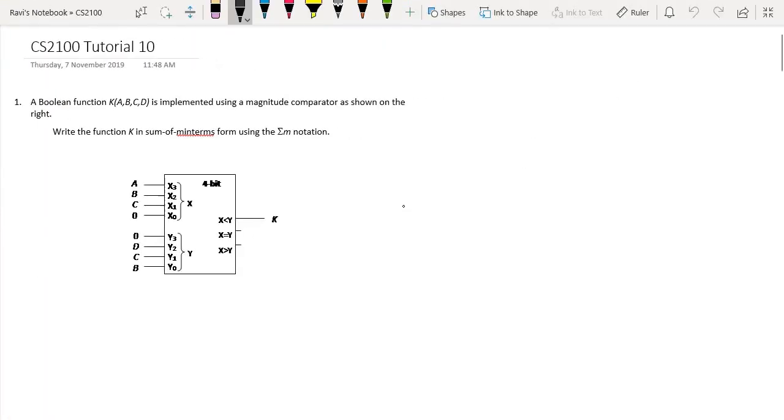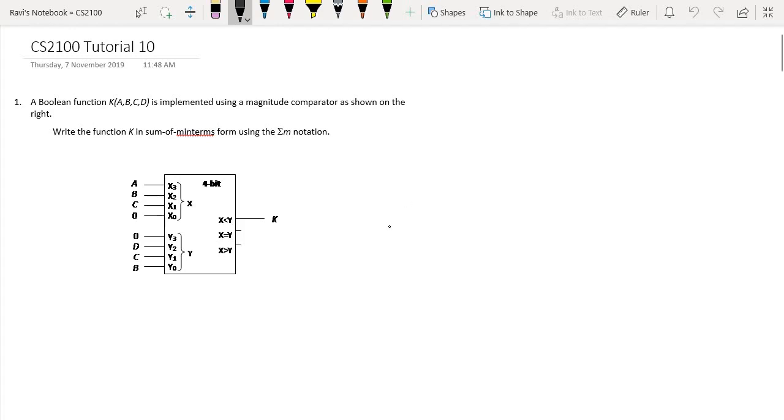Hi, in this tutorial, we are looking at MSI components. MSI components basically refers to medium-scale integration components, which are things like your comparators, decoders, multiplexers, and so on.